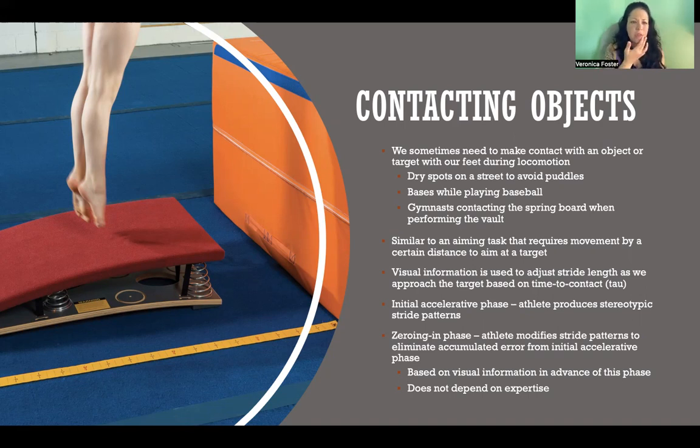Now, interestingly, how we all strategize this from a motor control perspective is that there's an initial accelerative phase. So we have stereotypic stride patterns. Let's say a gymnast is running up to jump on the springboard and then jump up onto the vault. As they approach the springboard, they're going to have the initial accelerative phase where they're running pretty fast and going in a normal stereotypic pattern. But as they get closer to the springboard, they have to modify stride patterns to make up for the accumulated error from the previous phase.